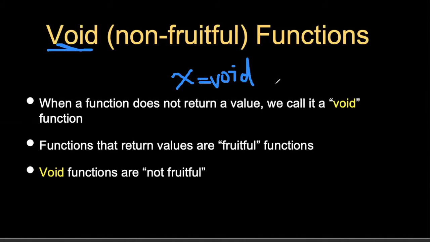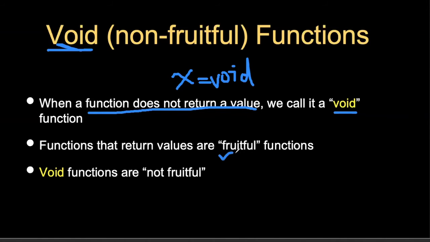Void is a placeholder to signify the return of a function. If a function does not return anything, then that function is a void function, okay? If a function does not return a value, we call it a void. Cool.